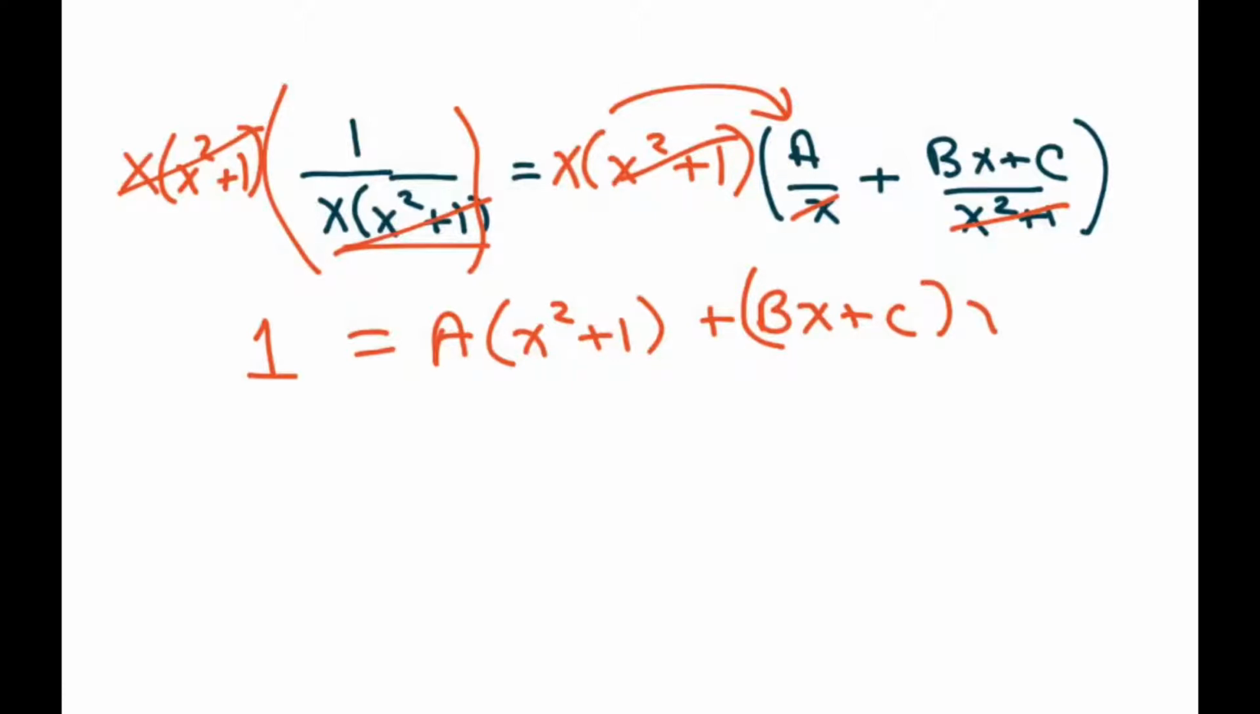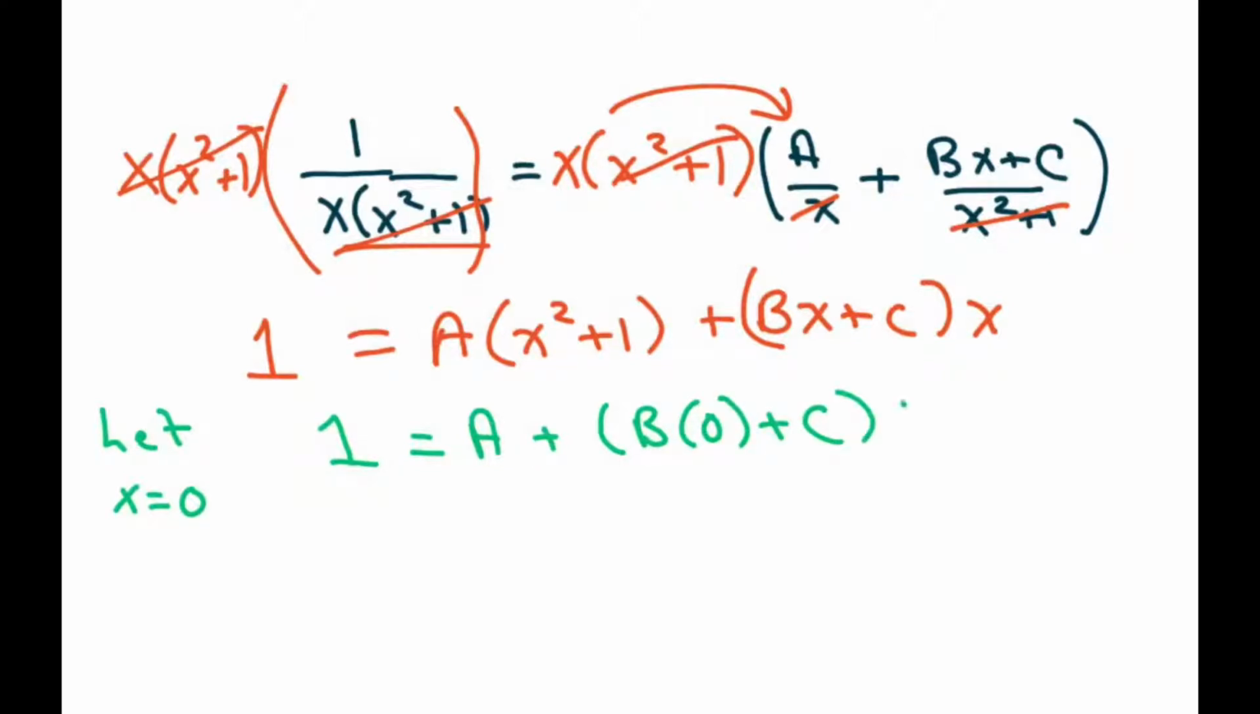Now the first thing we're going to do is let x be 0. If you let x be 0, you get 1 equals A plus, if you write this out, B times 0 plus C times 0, so that just knocks that out. So we get A equals 1.